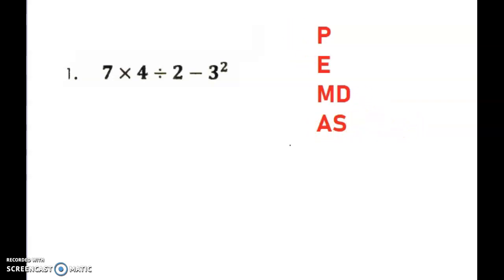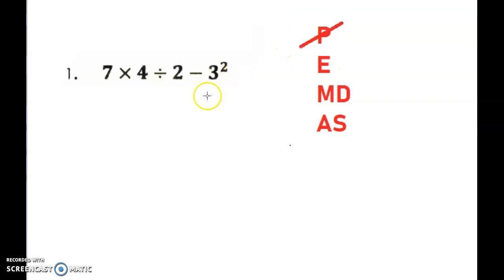So I'm going to look at my paper here, and I like to highlight or circle what I'm doing first, just so I know what I've done and what I'm working on. So when I bring it all down again, it's easier to do that. So I have 7 times 4 divided by 2 minus 3 to the second power. Do I have a parentheses here? I don't, right? So I'm done with this step. I'm just going to cross it off.